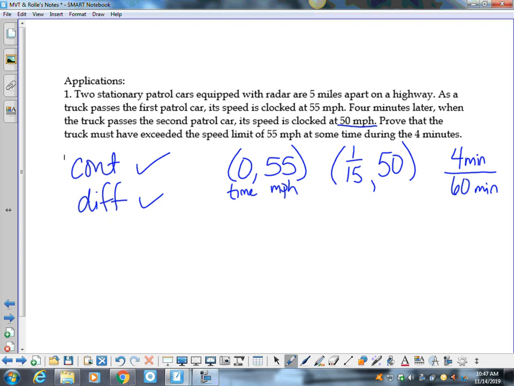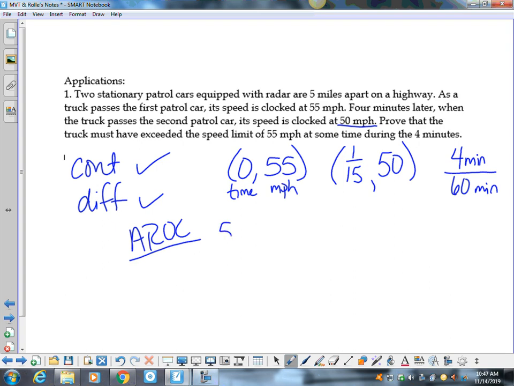So to a non-calculus student, they may say, well, if he was seen at 55 and then he was seen at 50, sure, he was slowing down. But we have to take into consideration how much ground he covered. So what I'm going to do is find my AROC, my average rate of change, and let's see what it had to be for the course of these 4 minutes.